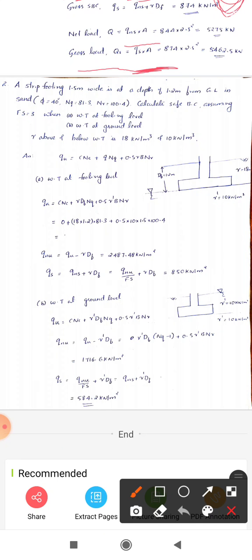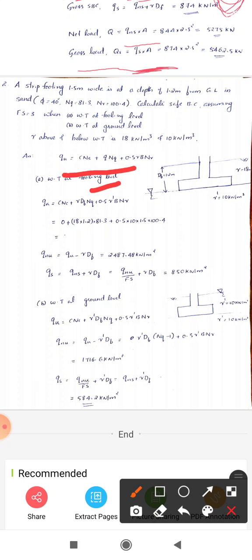The unit weight above and below the water table is given as 18 and 10 kilonewton per meter cube respectively. Since it is a strip footing, first you write down the equation, that is Qu = cNc + qNq + 0.5 γ B Nγ. And first we can do the first case in this problem, that is water table is at footing level.